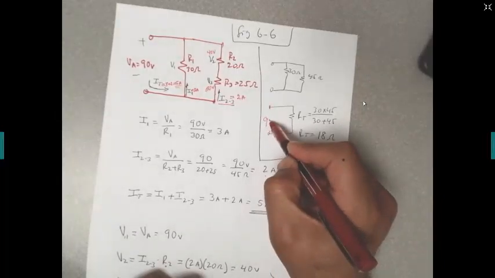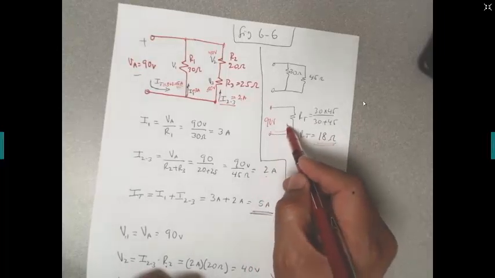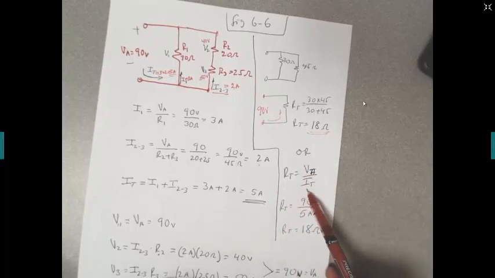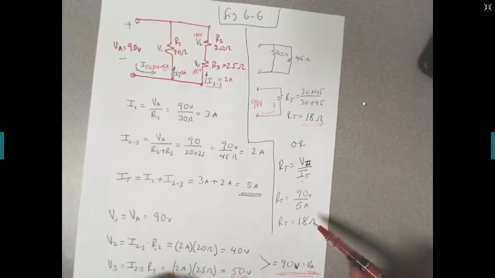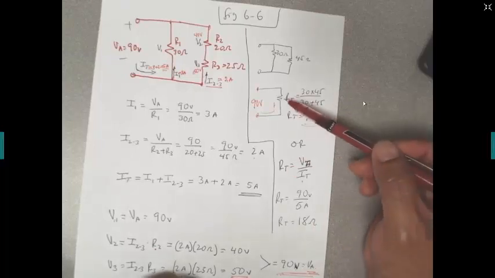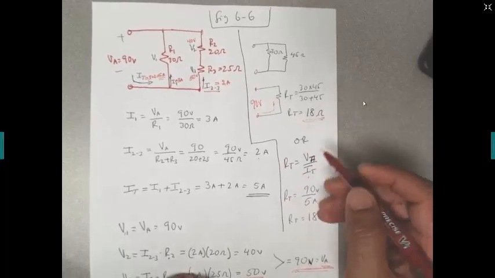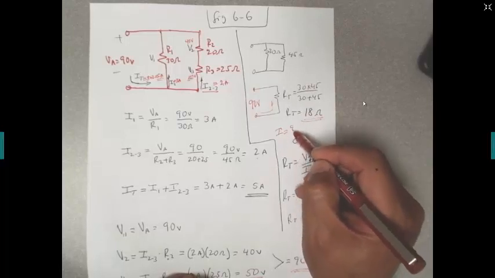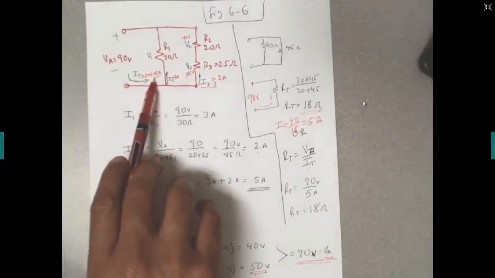If I know that I have 90 volts in here, to find the current on the circuit, I divide the voltage by the resistance, which is 90 divided by 18, which is 5. So the current will be 90 divided by 18 equals 5 amps. You see that is the same 5 amps that I got on the other side, right?